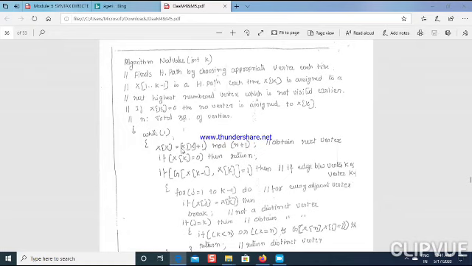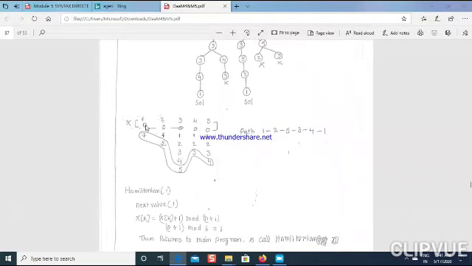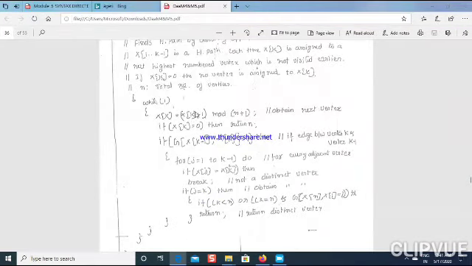So x of 1 is equal to x of 1. Initially what will be assigned? All will be assigned with 0, as I told you already. So what is my x of 1? 0. 0 plus 1 is 1. 1 mod 6, where n is the number of vertices plus 1. So 1 mod 6 is 1.